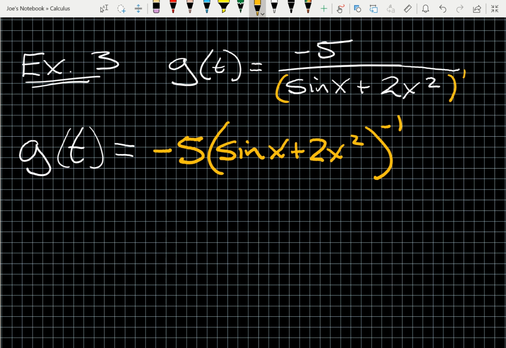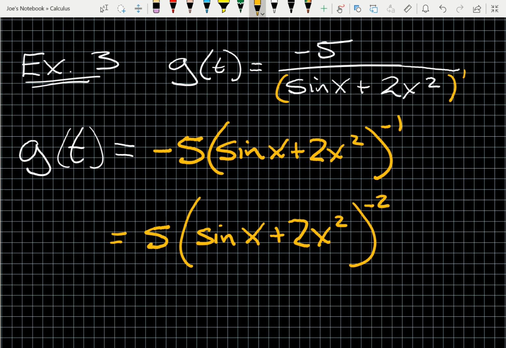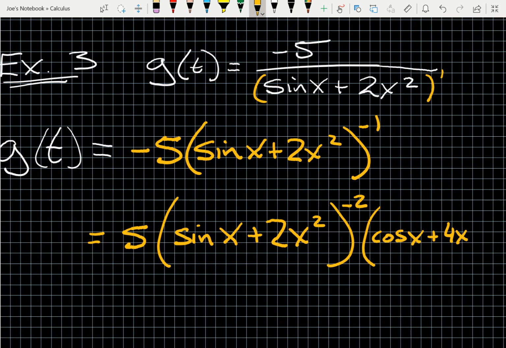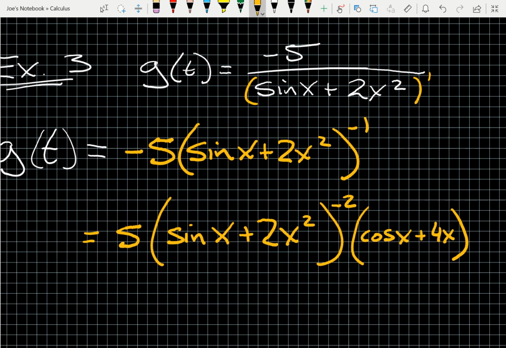Now I have a product rule. Actually, in this case, it's not even going to be product rule because my coefficient is just a coefficient. So let's just do the derivative. Let's do the power rule as we've always done it. -1 comes down, multiplies the -5, so it becomes +5. Leave my inside alone, sine of x plus 2x squared. Reduce that power by 1, -2. Multiply that by the derivative of the inside. The derivative of sine is cosine. The derivative of the next term is 4x.